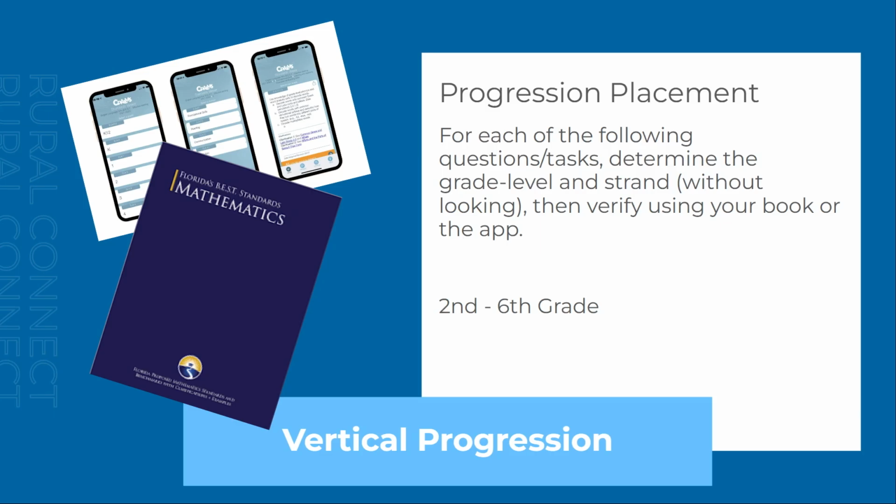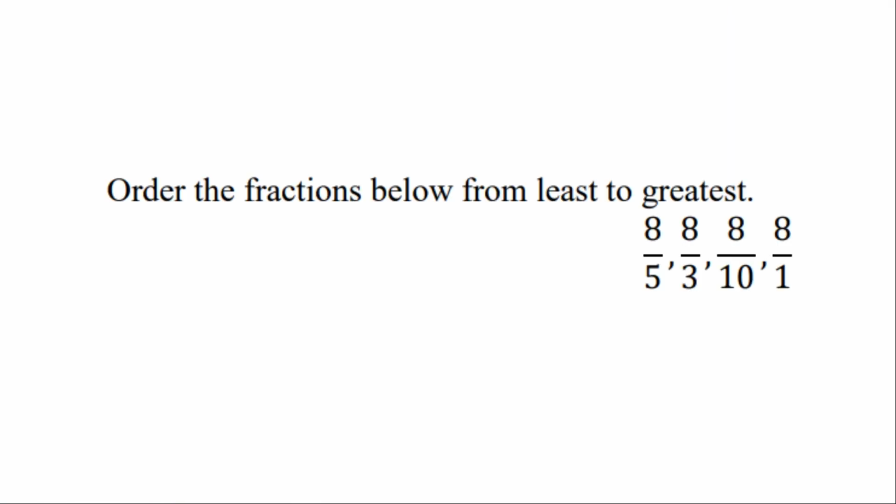You'll be looking anywhere from 2nd to 6th grade. So the math cohort is 3-5, but I don't want to make it too easy. So 2nd grade to 6th grade is where all of the items you're going to see fall. So here's our first item. What I want you looking for, what grade level and what strand. That's what I'm going to ask for.